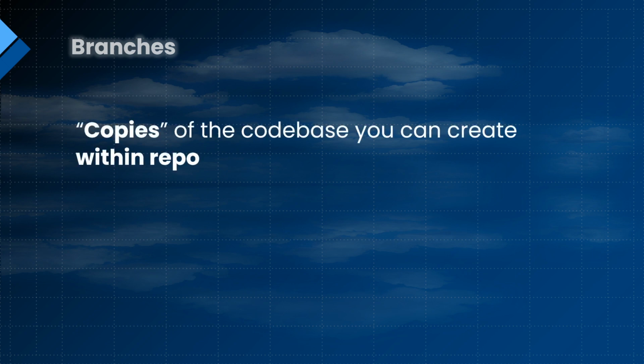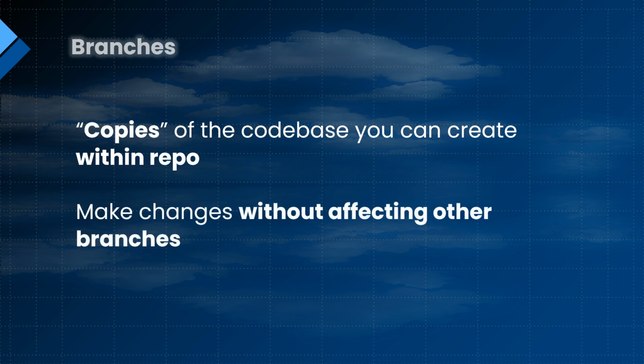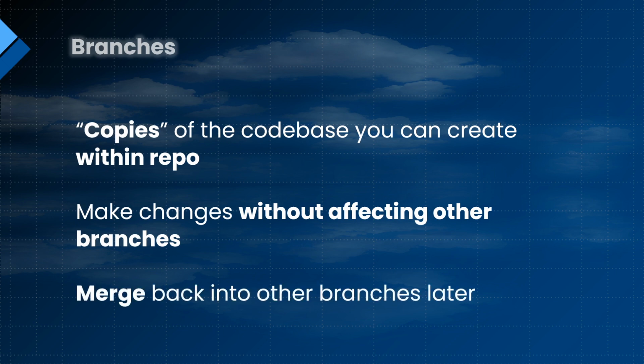And another idea that you should be comfortable with is the concept of branching. Now, a branch is basically a copy of the code base that you can create within your Git repository, and it allows you to make changes without affecting other branches and then merge those changes back into the other branches later. So you can work in parallel with other people without impacting their work.